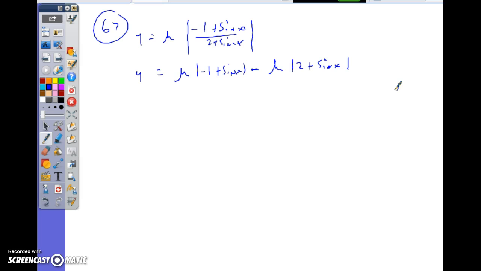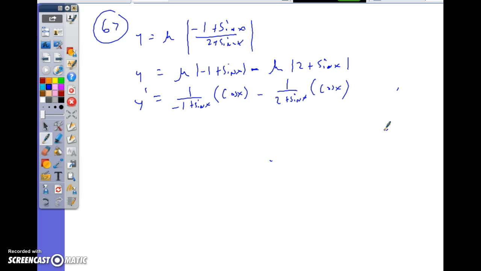Okay. So derivative of the outside is just 1 over negative 1 plus sine x. Derivative of the inside is what? Cosine x. Minus 1 over 2 plus sine x times the derivative of the inside, which is cosine x again. Not much simplifying you can do there, so we'll call it a day. No common denominators.